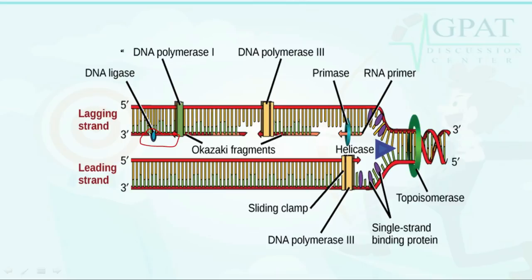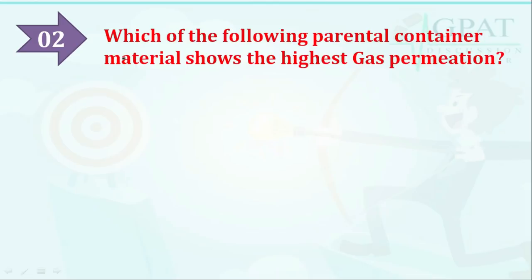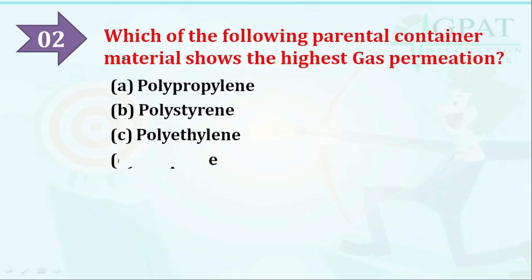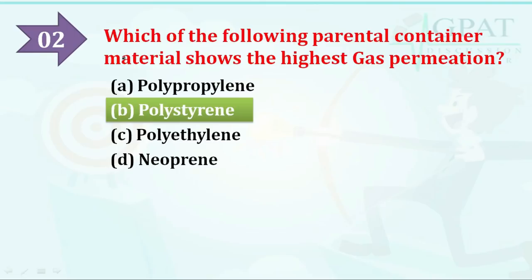So moving on to the next question, which of the following parenteral container material shows the highest gas permeation? And the options are, option A is polypropylene, option B is polystyrene, option C is polyethylene, option D is neoprene. So which of the following parenteral container material shows the highest gas permeation? And the correct answer is polystyrene is the material which shows the highest gas permeation.